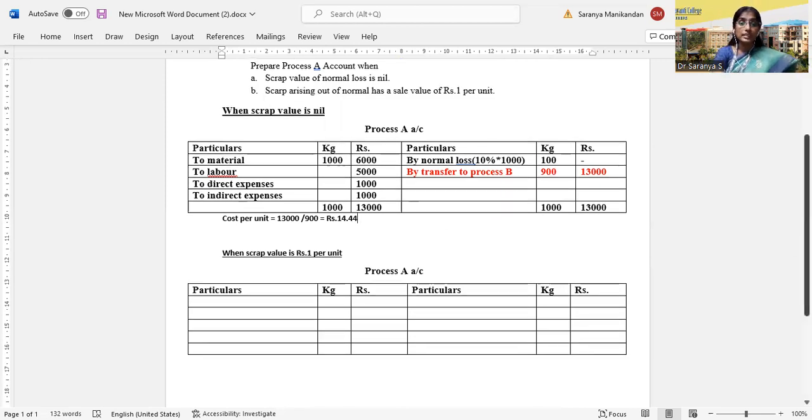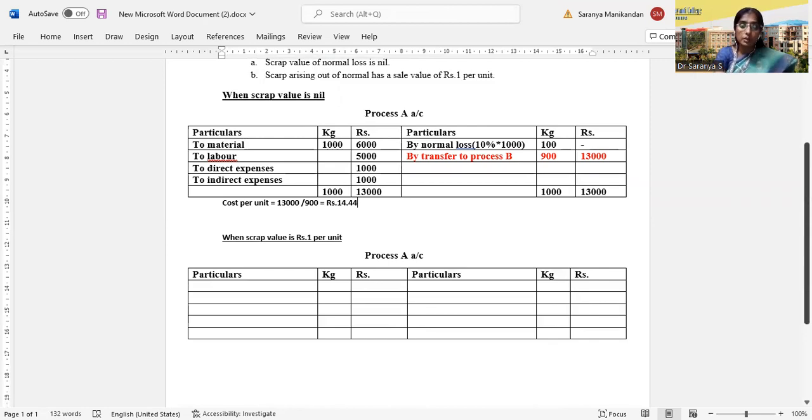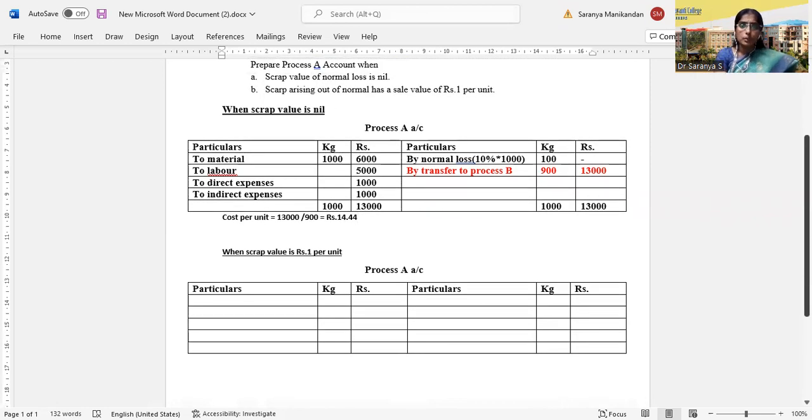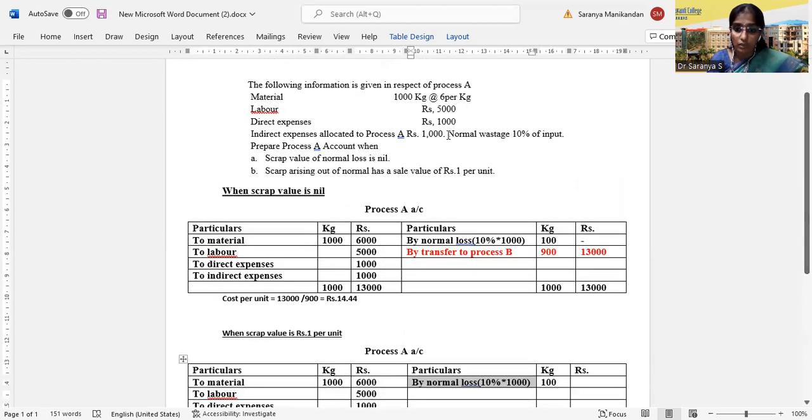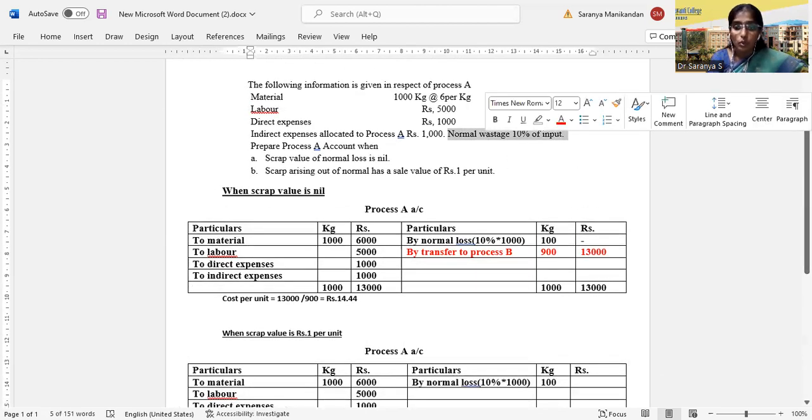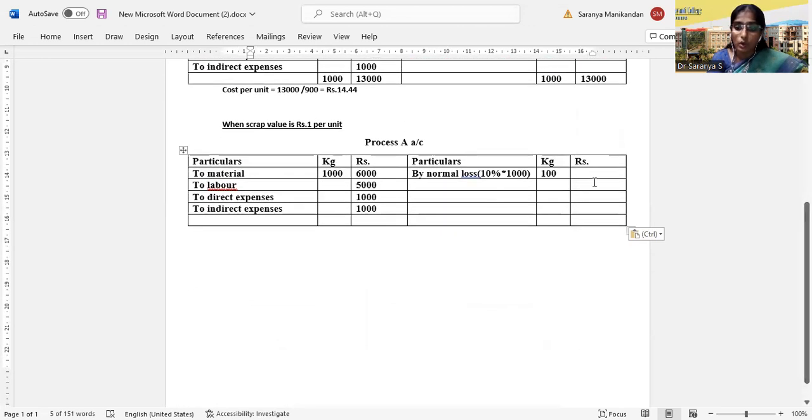Now we will do the second case, when the scrap value is rupees 1 per unit. We will write the heading process A account, give 6 columns, and record all the expenses. We have material 1000 kg at 6 rupees per kg, which is 6000. Then labor 5000, direct expenses 1000, and indirect expenses 1000. When it comes to normal loss, normal wastage is 10% of input. Input is 1000, so 1000 into 10% gives 100.